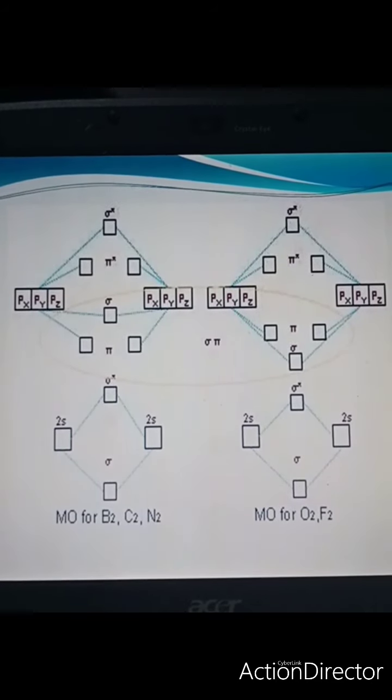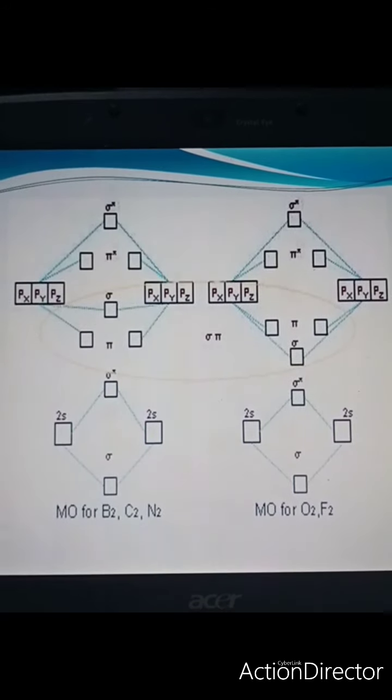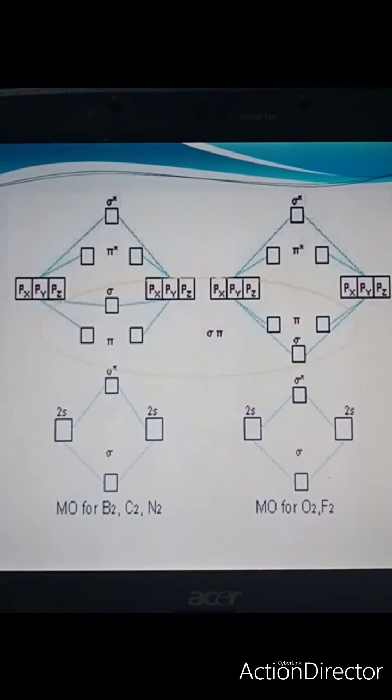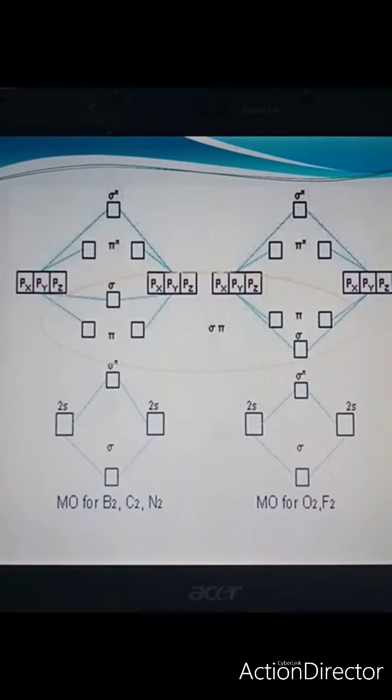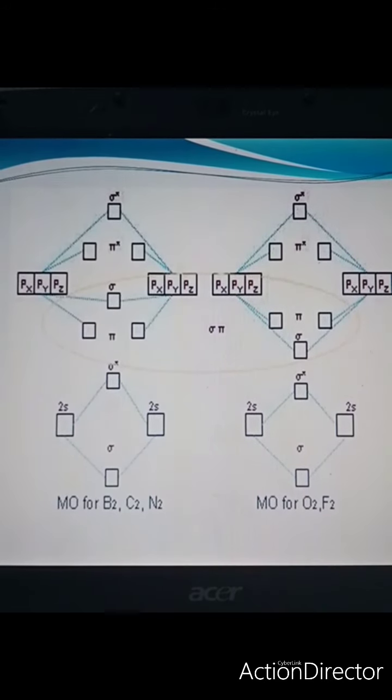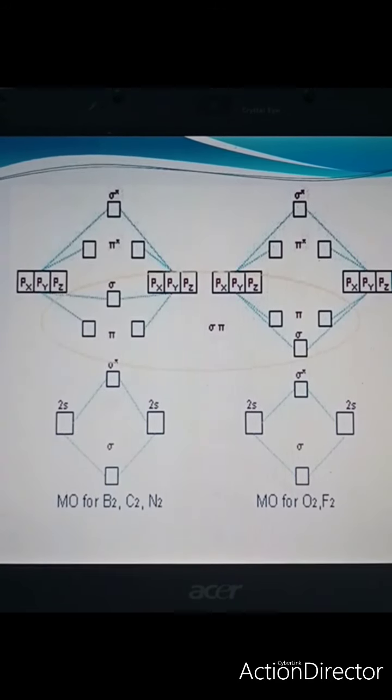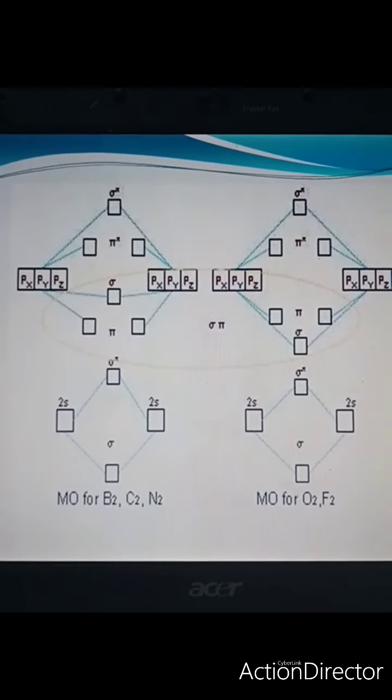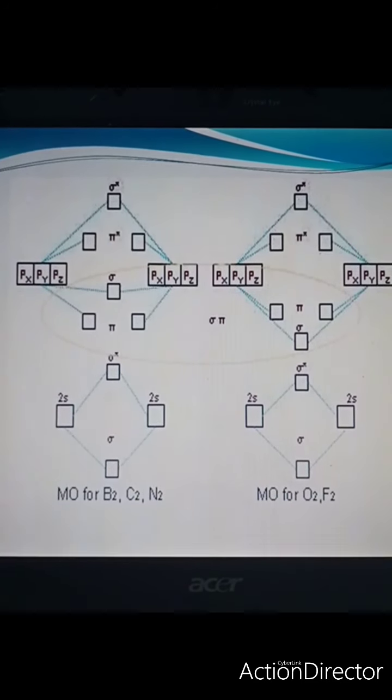Now I will be discussing the molecular orbital theory in detail, and in my next video I will be discussing the valence bond theory, that is, how according to the valence bond theory we will predict the shapes of the molecules. So let us come to the molecular orbital theory.